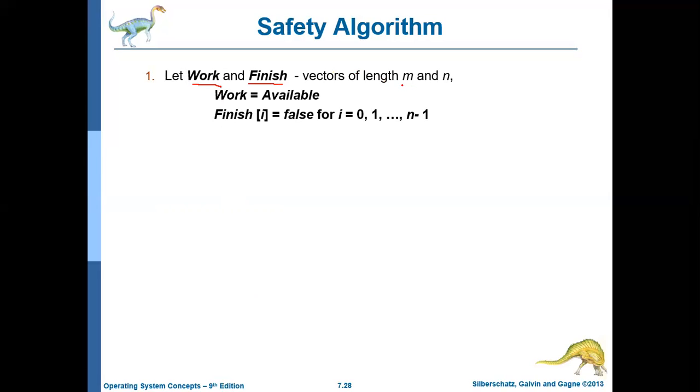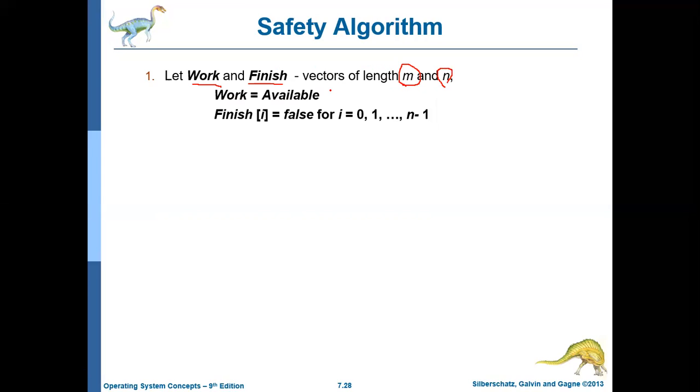Okay. So work basically represents the resources. The number of resources is m, and finish represents the number of processes. Okay. So basically finish represents how many processes have been completed so far. And the length of work is equal to m, which is nothing but the number of resource types. So the first step is work is equal to available.